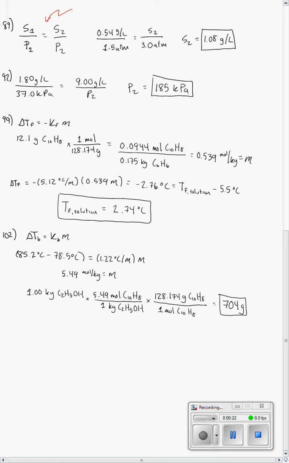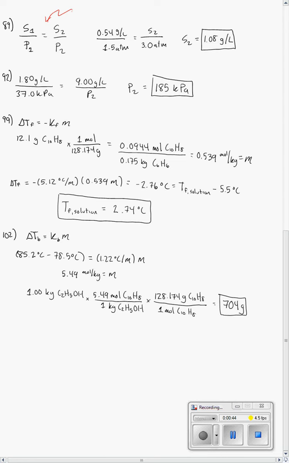What the S's represent are solubilities, right? They can be in any of the units we use for concentration: grams per liter, moles per liter, percent by mass, and so forth. P's represent the partial pressure of the gas, right? That's going to be in some sort of pressure units: atmospheres, kilopascals, torr, millimeters mercury, and so on. 1's represent our initial conditions, 2's represent our final conditions.